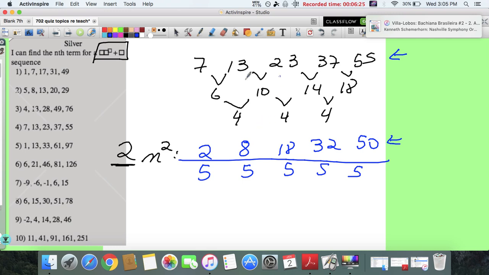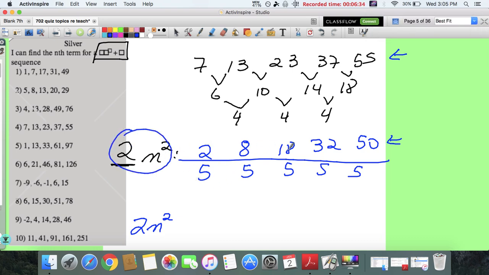Let me go back. So my sequence is a 2n squared sequence, but we have to make a little adjustment. If I do a 2n squared sequence, I get 2, 8, 18, 32, 50, etc. But what I really want is 7, 13, 23, 37, 55. So how do I adjust that so that I get the 7 to 13? Well, 2 to 7 is plus 5, 8 to 13 is plus 5, 18 plus 5. So it's 2n squared plus 5.